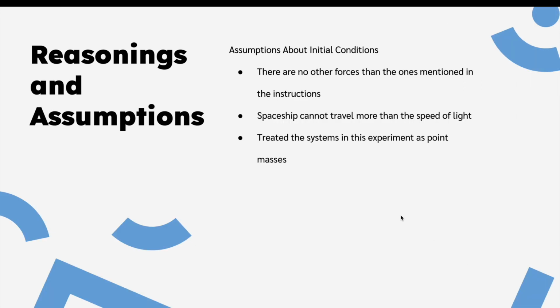I made three assumptions about initial conditions. The first assumption was that there were no other forces other than the ones mentioned in the instructions. We also assumed that the spaceship cannot travel faster than the speed of light, and we treated systems in this experiment as point masses, even though they had radii.